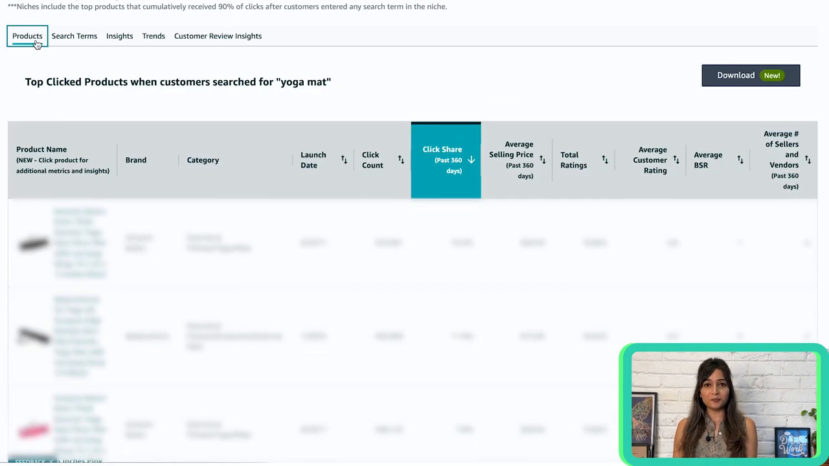The product section compiles a list of products within a niche that collectively receive 80% of clicks after customers search. This section is valuable in grasping what customers are searching for and getting a sense of the competition within that niche. Next is the search term section.